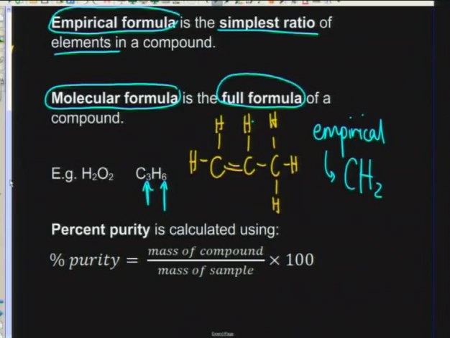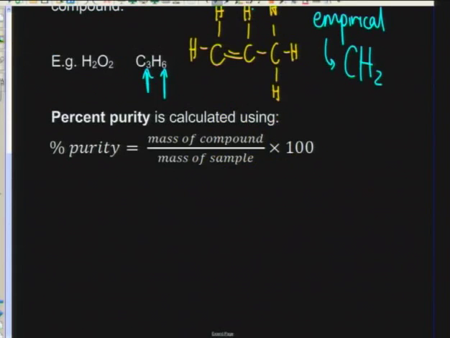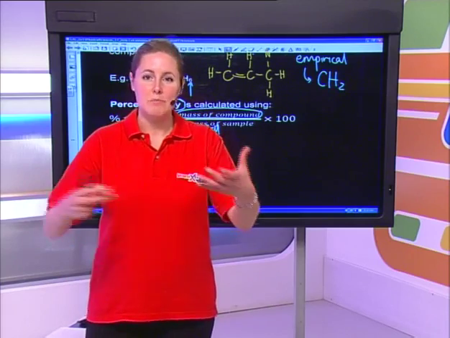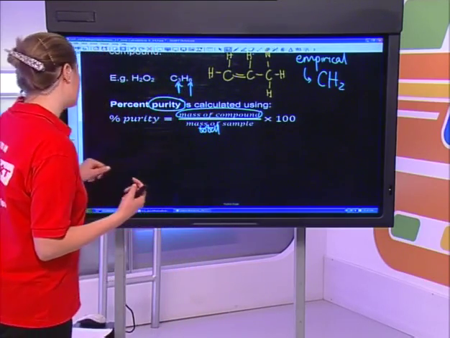Lastly, quickly, percentage purity. You sometimes will get questions on percentage purity. Again, it's a percentage, so something divided by a total multiplied by 100. And we are speaking about the purity of the substance, how pure it is. And then you're going to have the mass of a compound divided by the total mass, the total mass of the sample. So maybe you're going to get some gold out of a sample of rock. What is the mass of the gold divided by the total mass of the rock multiplied by 100? And that would get you the percentage purity of gold in the sample.